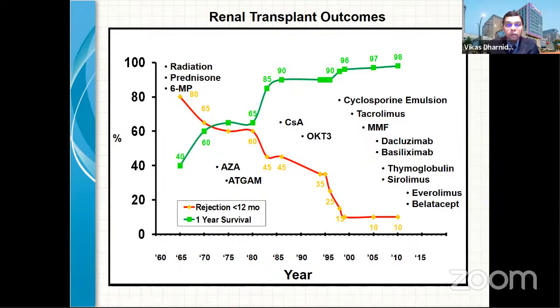So we got better and better, we being our peers and predecessors, in trying to make improvements on this, to a point where we could make the lines cross and graft survival got up to about 65, acute rejection dropped to 60.